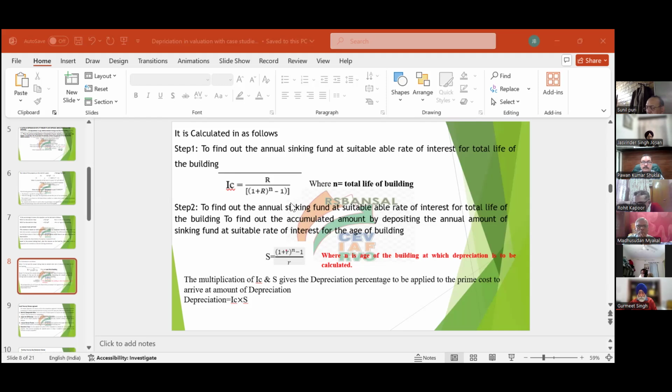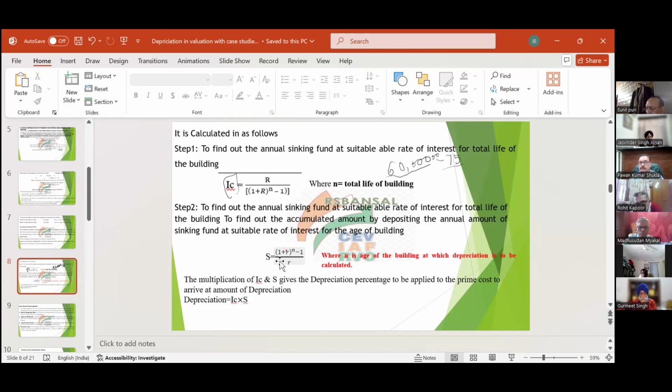And then you have to calculate the accumulative sum. Let us suppose you have to calculate a sinking fund amount of rupees 60 lakh in 75 years. So what is this IC? IC is how much amount you should deposit in the bank at a certain rate of interest so that you are able to get a sum of rupees 60 lakh after 75 years. That is IC basically.